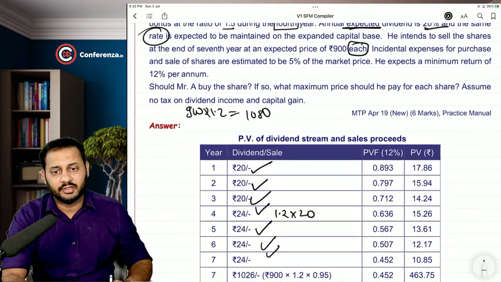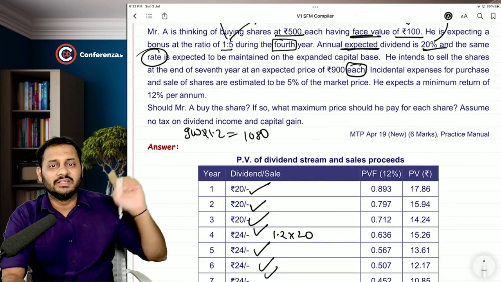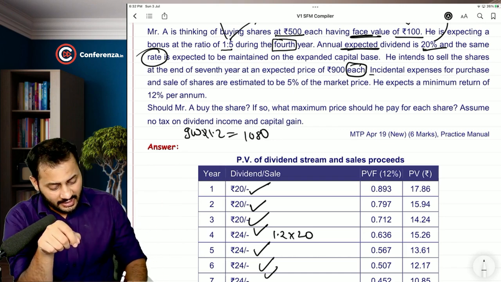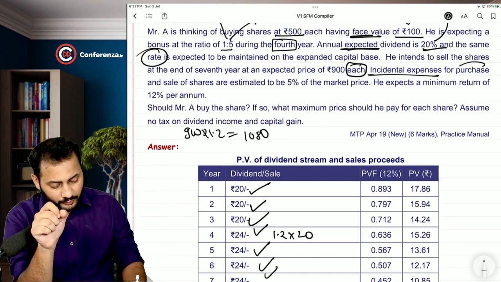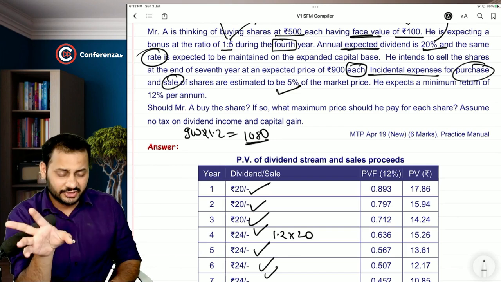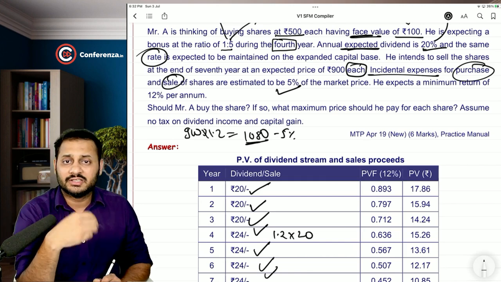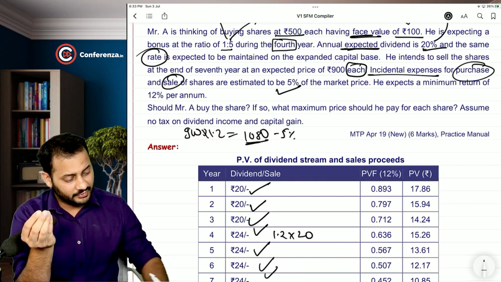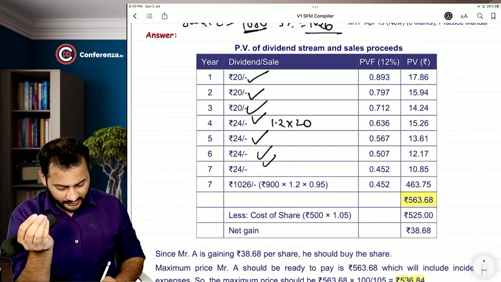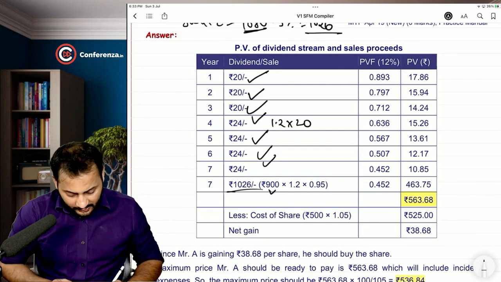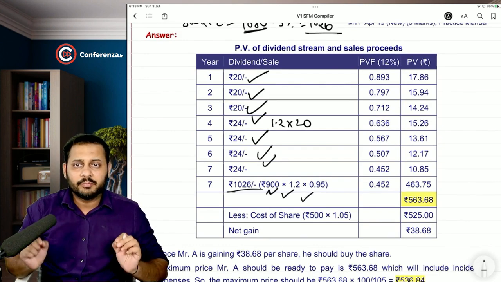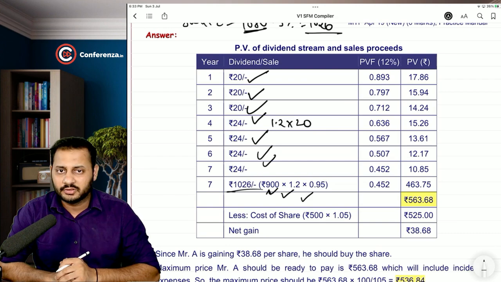Okay, that's good. Great. In the last year, you will be receiving 1080 rupees by selling all the shares. But the question says that there are some incidental expenses related to purchase and sale, which is 5%. That means the moment you sell the share, you will have to pay 5% as expenses. So let's reduce the 5% and we will be left with 1026. Am I right? 1026. 900 rupees is the selling price, total number of shares 1.2, and we are reducing 5%. So we are only taking 95% of that.